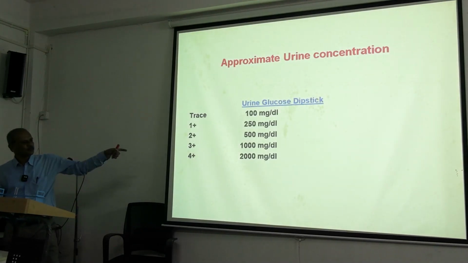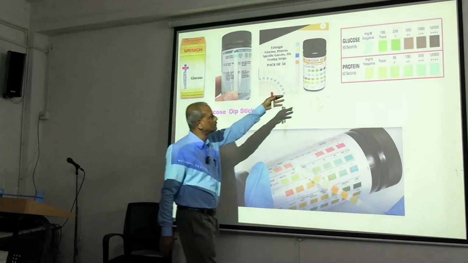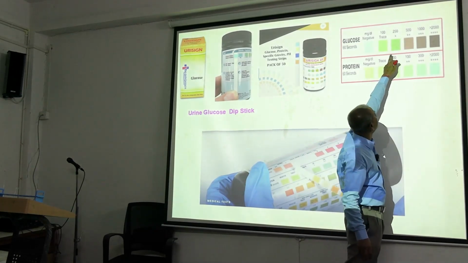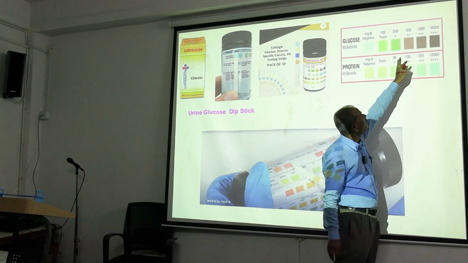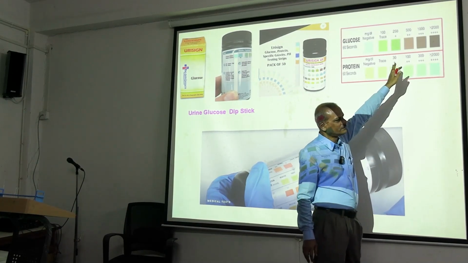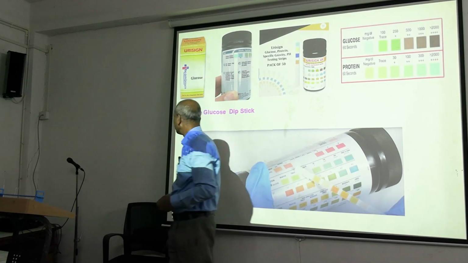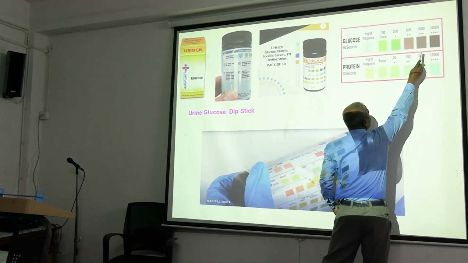Again, the approximate concentration is written here, as you have seen. Depending on the company's product, they will write it down. See, one is trace, one is 250, 500, 3 plus. It is an approximation, so that you get a rough idea of what the color means. Somebody at the initial stage might have this type of presentation.